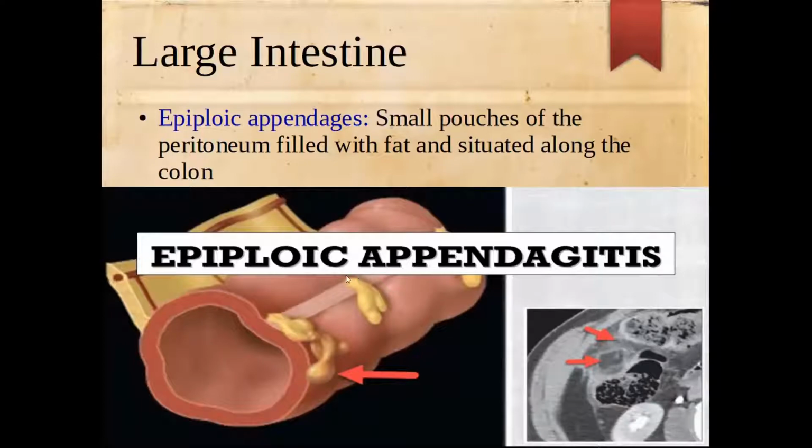These are small pouches of peritoneum filled with fat, as you see in the pictures. They can cause a very rare condition. The patient presents with abdominal pain, usually mimicking acute diverticulitis. We do a CT scan and identify them. This is usually a self-limiting condition. The appendices can be twisted or become thrombosed.